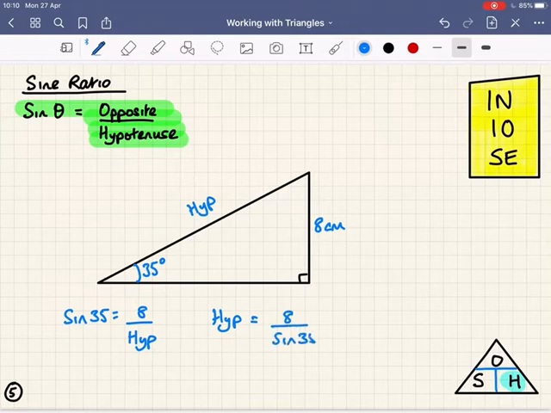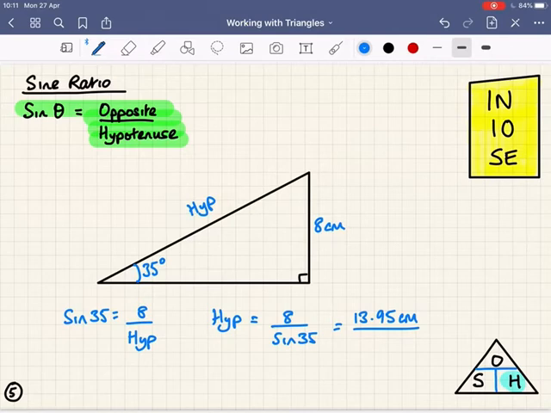And if I work that out in my calculator, then 8 over sine 35 equals 13.95 centimetres. And I can check, does that make sense? The hypotenuse is the longest side. So yes, that looks like it would be right, 13.95.